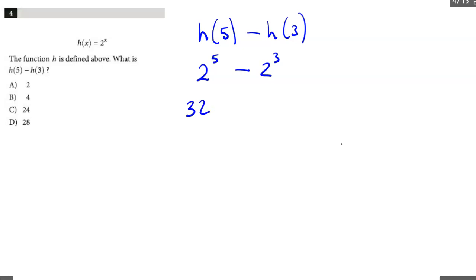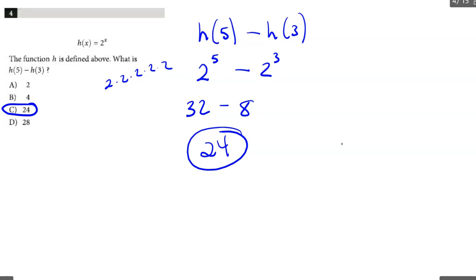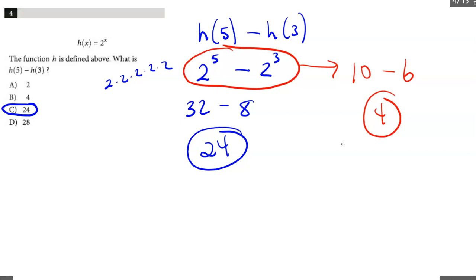2 to the 5th is 32. Remember, it's just 2 times itself 5 times. Take away 2 to the 3rd, which is 8. Subtract those two. Final answer of 24. So the correct answer there is C. Be careful. One error that I see kids make is when they're calculating this part, they accidentally multiply and do 2 times 5 is 10 and 2 times 3 is 6, and they get an answer of 4, which would be there as a wrong choice, but don't do that. That's what they want you to do.